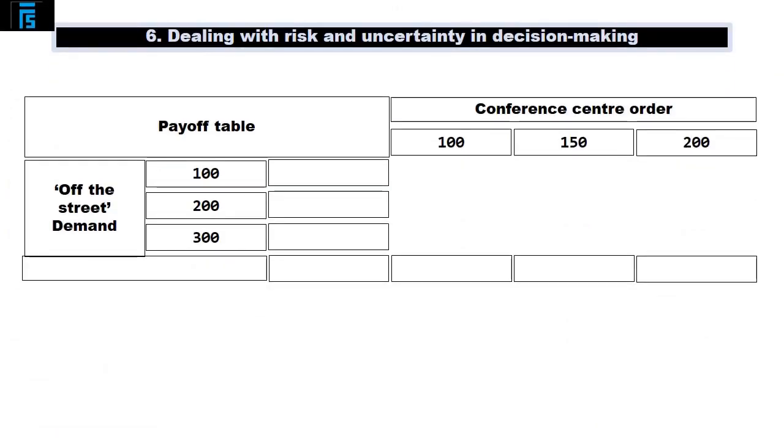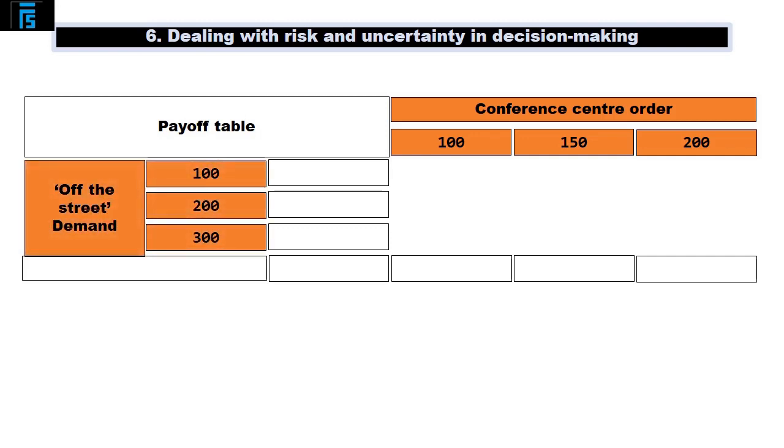Jack can build a payoff table to help him with this. It has the decision variable across the top, he has control over this, and the risky variable down the side. He doesn't have control over this. We then fill in the table.